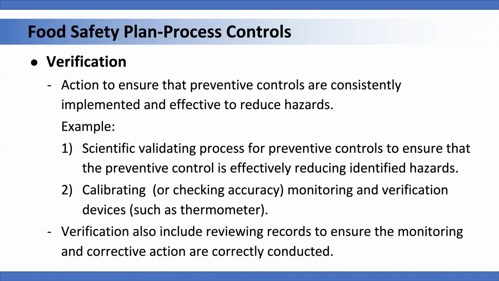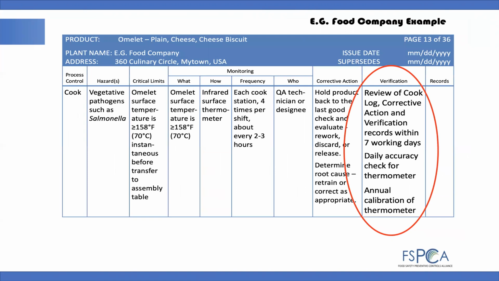Reviewing records is also a verification process to make sure the monitoring and corrective actions are working correctly, and this reviewing process is conducted by a preventive control qualified individual. This is what you do for cooking verification and document in the process control form. Review the cook log, corrective action, and verification records in 7 working days, and validate, calibrate the thermometer if necessary.